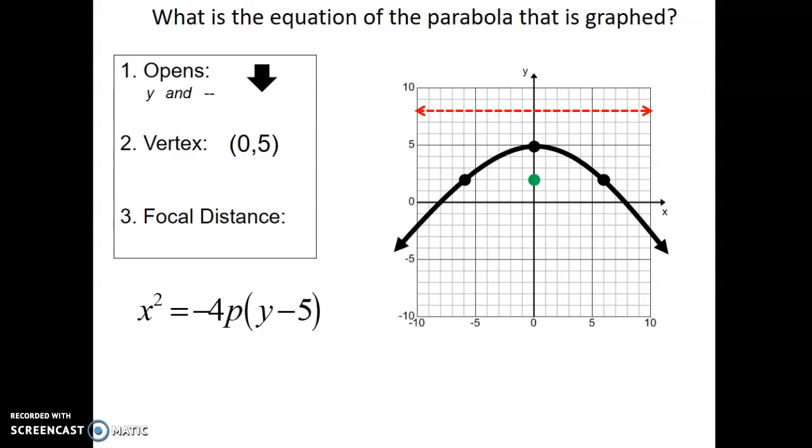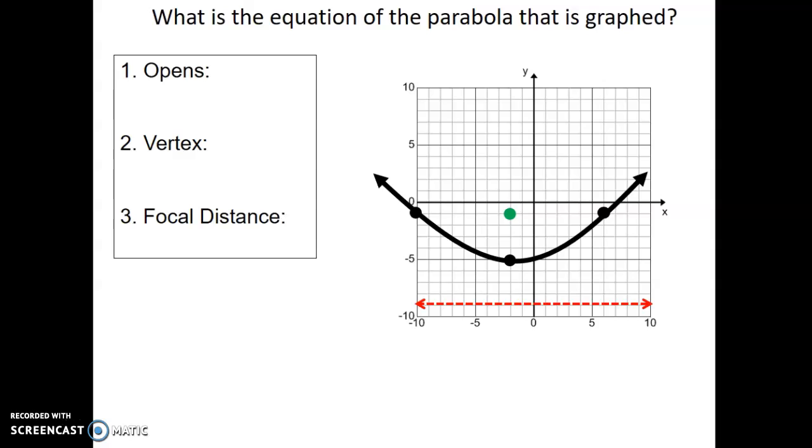Then the last thing is to find the focal distance. It looks like the focal distance is 3. So we take our -4, since it's negative because it's going down, remember that. Then we put 3 in for p, and we get -12. And there's your equation for the parabola on the graph. All right, let's try another one.